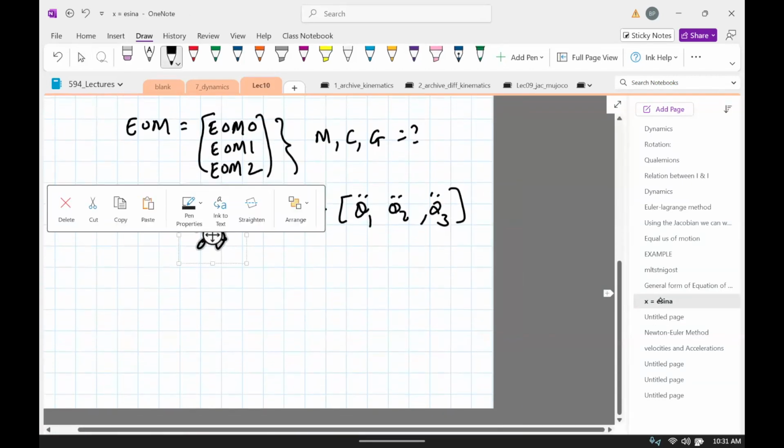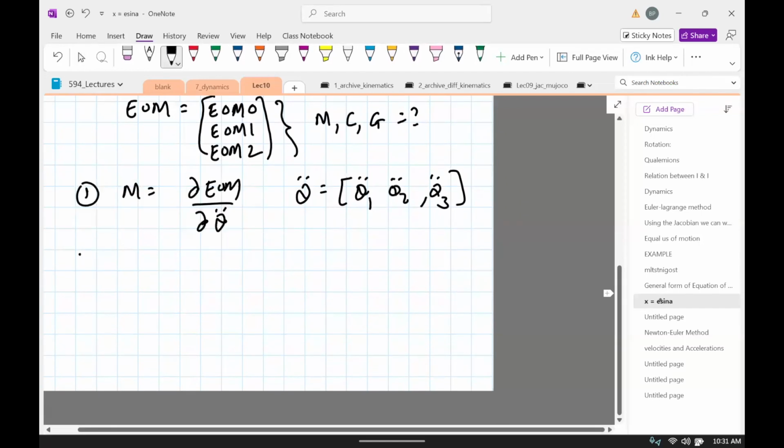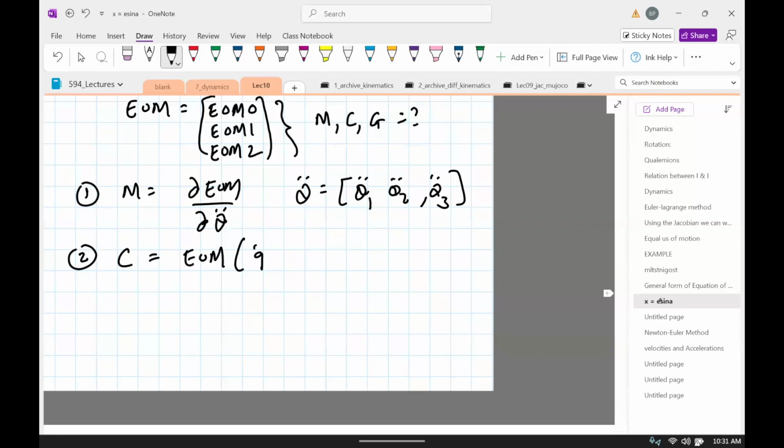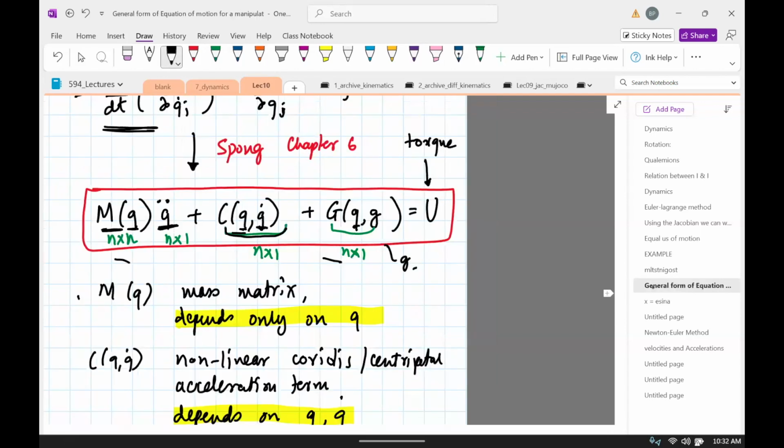So second piece, to get C, you take EOM, which is a function of Q double dot, Q dot, Q, and G, and put these two equal to 0. Right? Just from this form. That is 0 and 0.